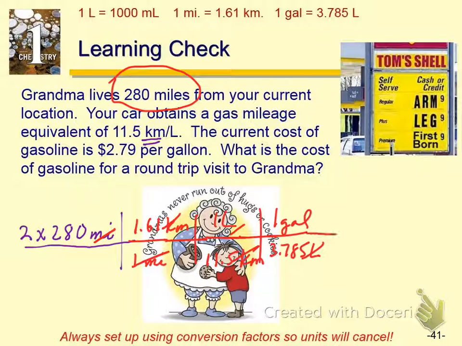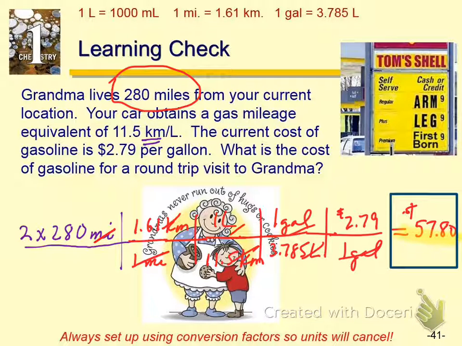Okay, we got gallons. What comes next? Money. $2.79 a gallon. $2.79 per 1 gallon. Okay? And after 4 steps here, we've got dollars. I've got a good feeling that if my conversions are right, I ought to get the right answer. So what's that come out to be? $57.80. Okay? Does that make sense?